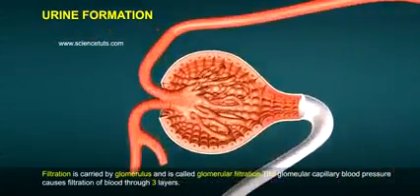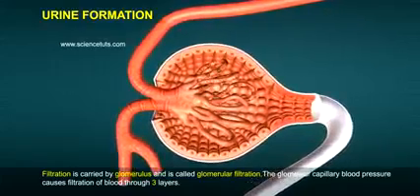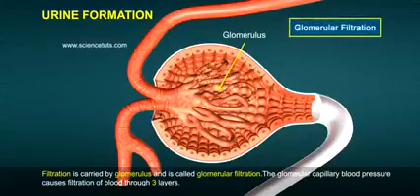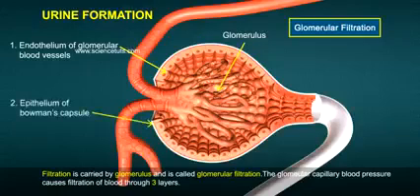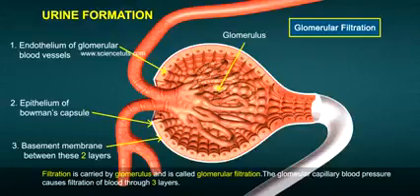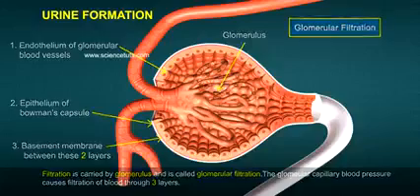Filtration is carried out by the glomerulus and is called glomerular filtration. The glomerular capillary blood pressure causes filtration of blood through three layers: 1. Endothelium of glomerular blood vessels, 2. Epithelium of Bowman's capsule, and 3. Basement membrane between these two layers.